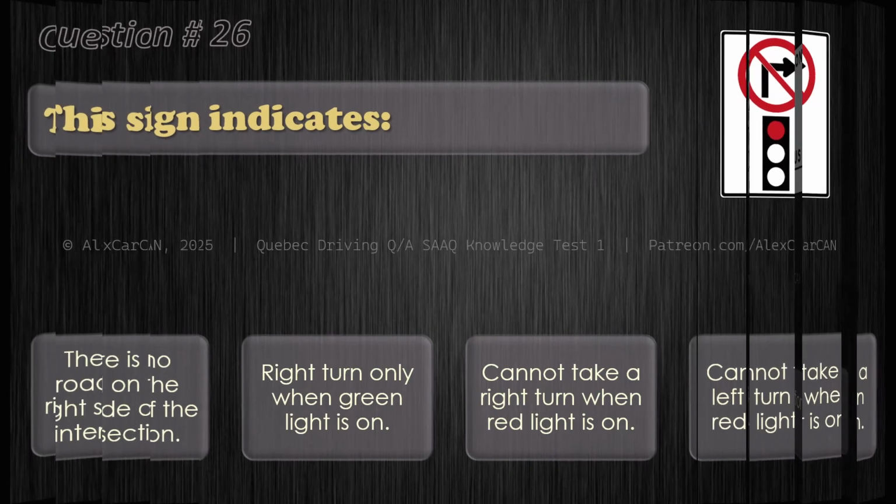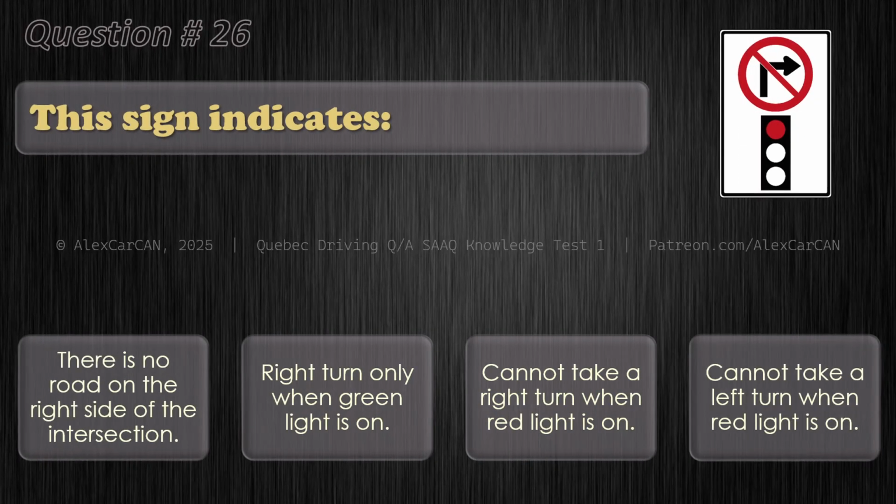Question number 26. This sign indicates there is no road on the right side of the intersection. Right turn only when green light is on. Cannot take a right turn when red light is on. Cannot take a left turn when red light is on. The correct answer is cannot take a right turn when red light is on.